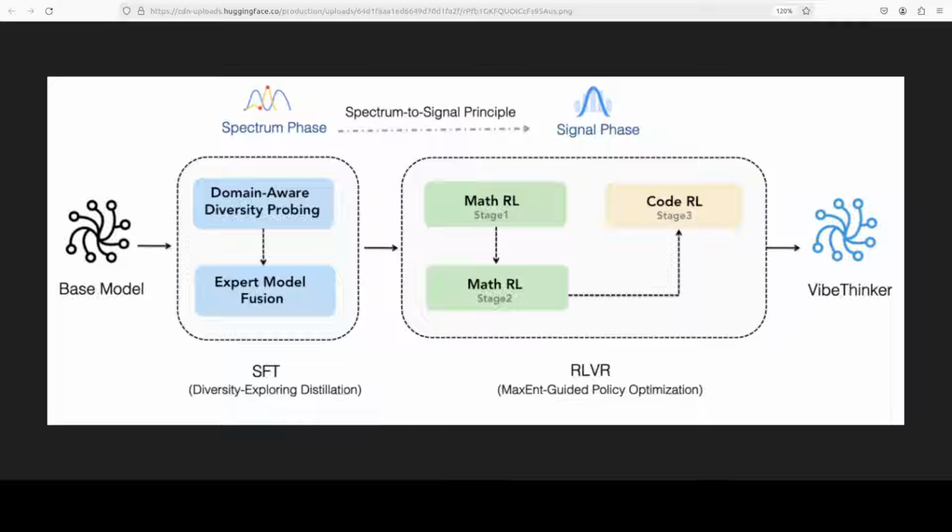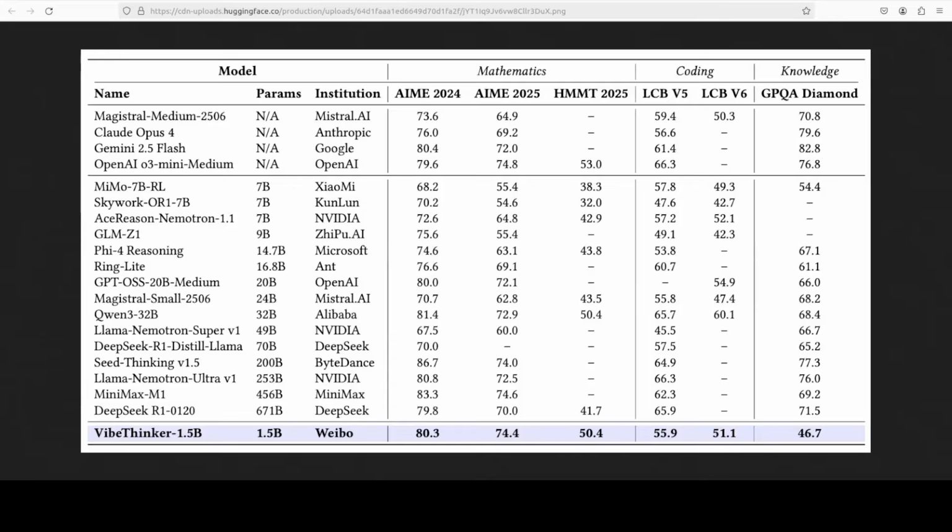The model undergoes multi-stage training, specifically distinct stages for math and coding, and both with reinforcement learning. And after that, it collapses that diverse spectrum into a single correct signal. This method allows the model to think through various possibilities before converging on the right answer. And that shows the reasoning depth of much larger models. And you can check it out from these benchmarks.